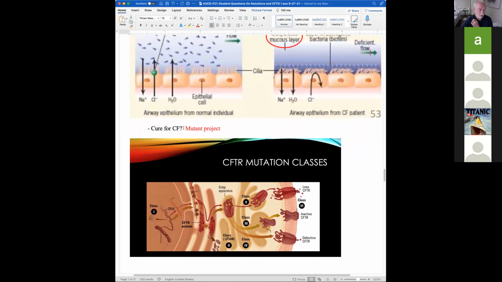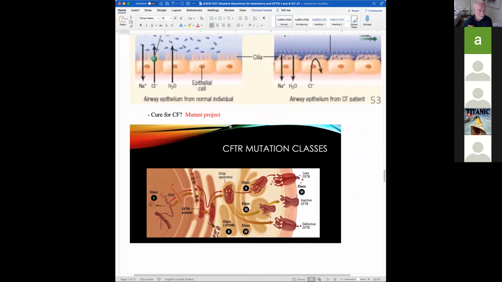Someone asked what is the cure for cystic fibrosis? Well, this is part of your mutant project. You'll investigate this when we get to that.